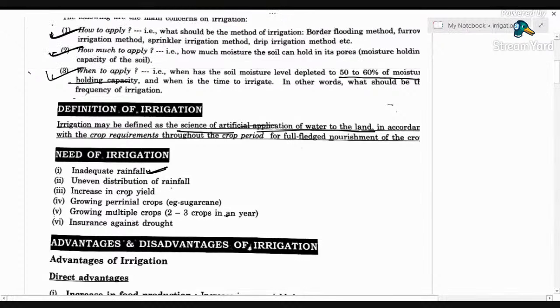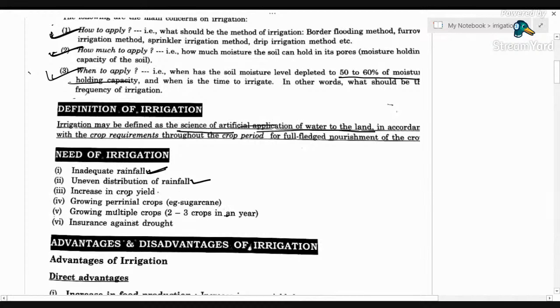Okay. So second is when there is uneven distribution of rainfall, meaning the amount of rainfall, due to the climate change, due to the deforestation, the huge rapid growth in our country. So the amount of rainfall is not happening according to the demand. So when there is an uneven distribution of rainfall, then also we can go for the artificial application of the water that is called irrigation.